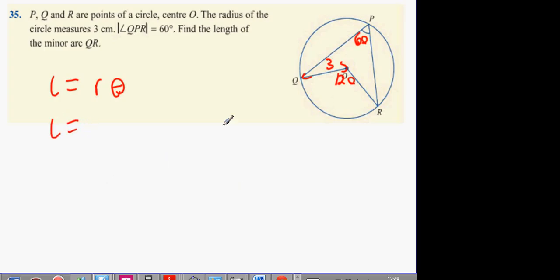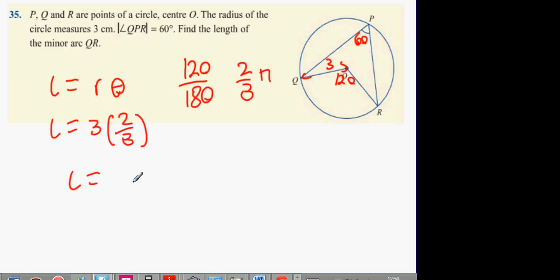So what we've got to do is convert 120 degrees into radians. So what we do is we divide it by 180. Okay? And this turns it into pi radians because 180 is pi. So what we're going to get is 2 over 3 pi multiplied by the radius, that is 3. Oh, sorry. Yeah, it's 2 pi centimeters. Okay? That's that one done there.